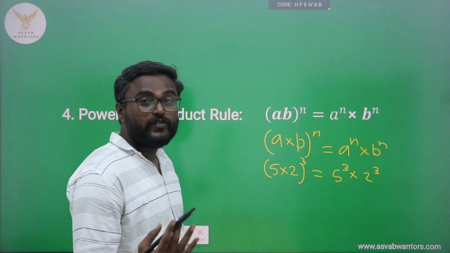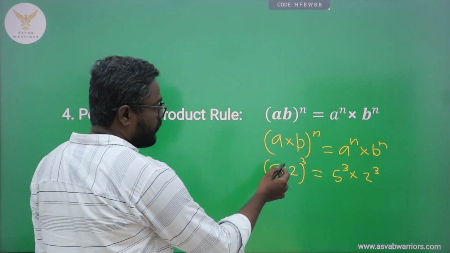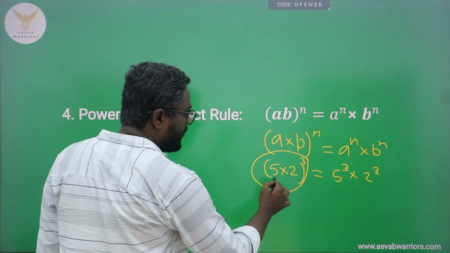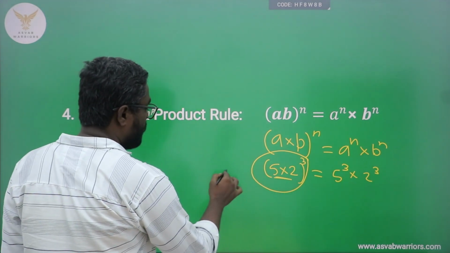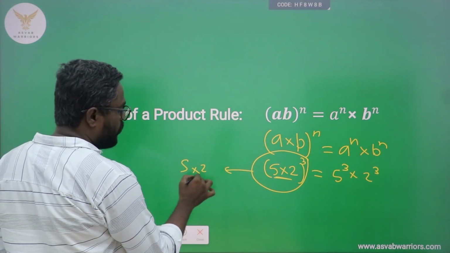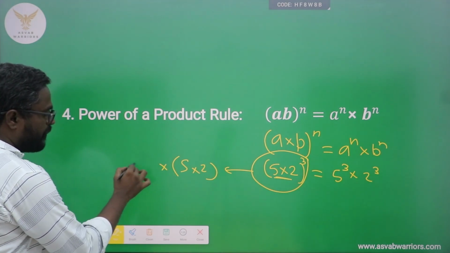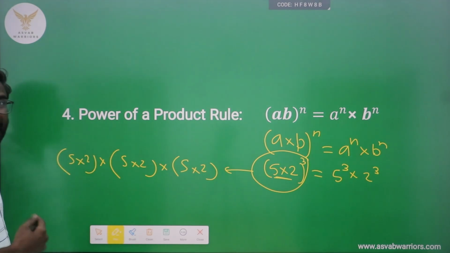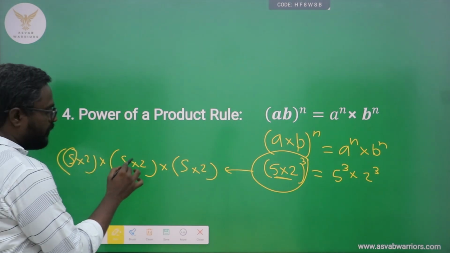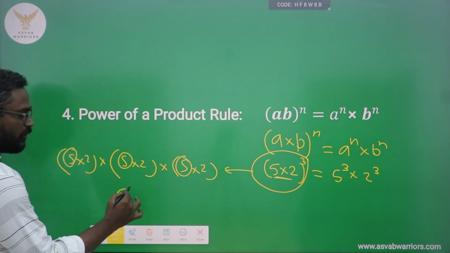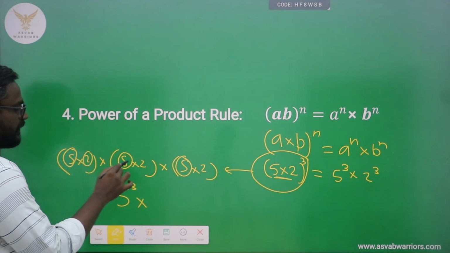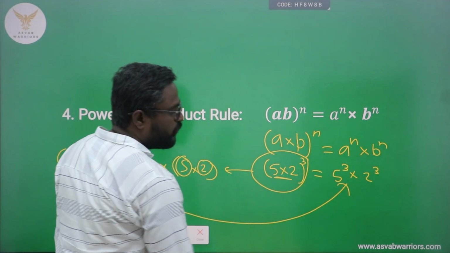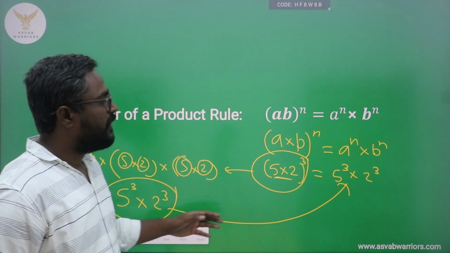And how was this rule invented? So what can I write about this? 5 times 2 is the base, which is multiplied 3 times with itself. So what will I do? 5 times 2 multiplied one time, 5 times 2 multiplied twice, 5 times 2 multiplied thrice. So how many 5s are there? 1, 2, 3. So I can write it as 5 to the power 3. How many 2s are there? 1, 2, 3, 2 to the power 3. So this is nothing but similar. So we don't have to do this much calculation in order to get this.